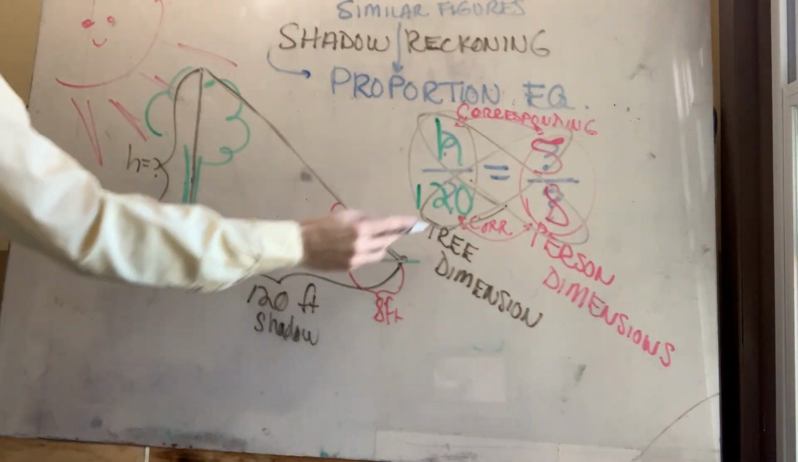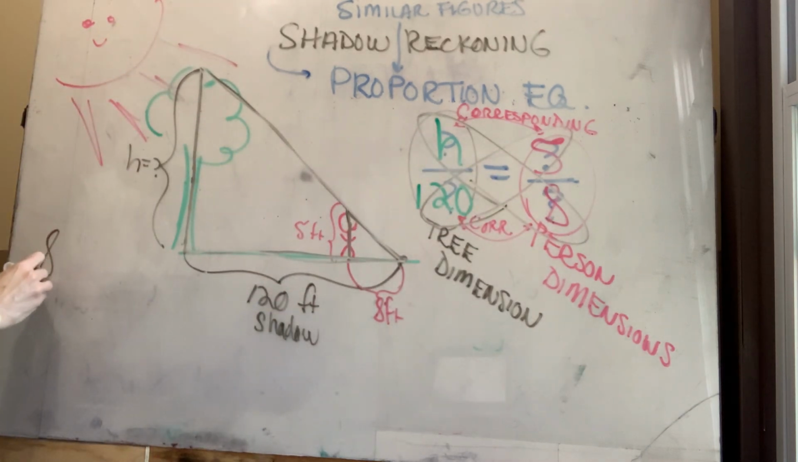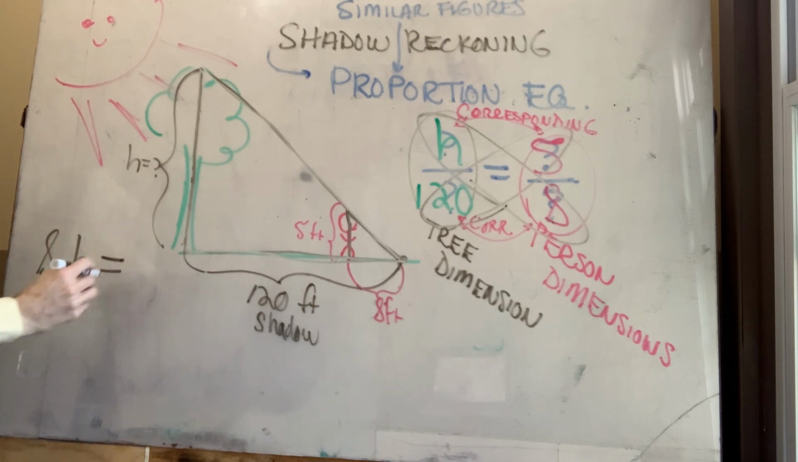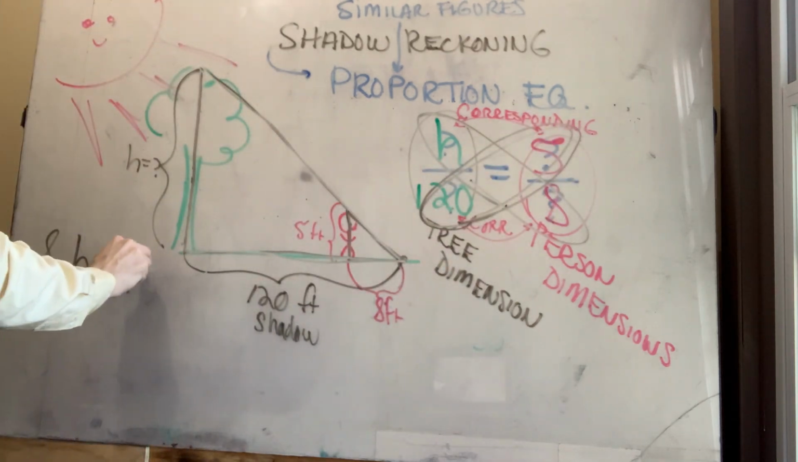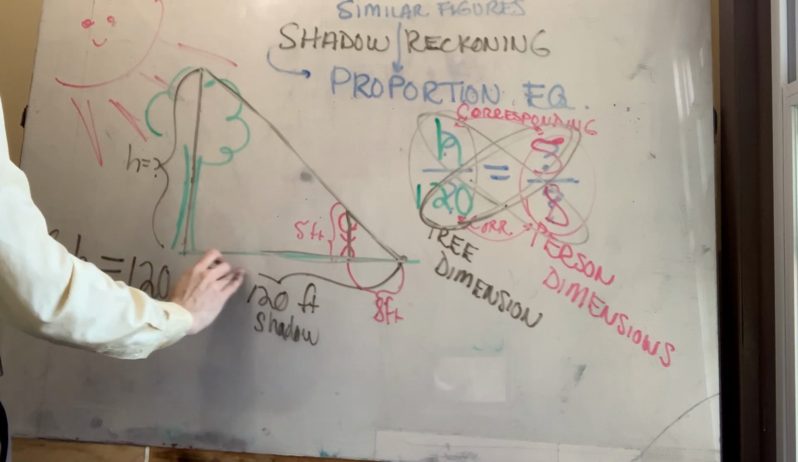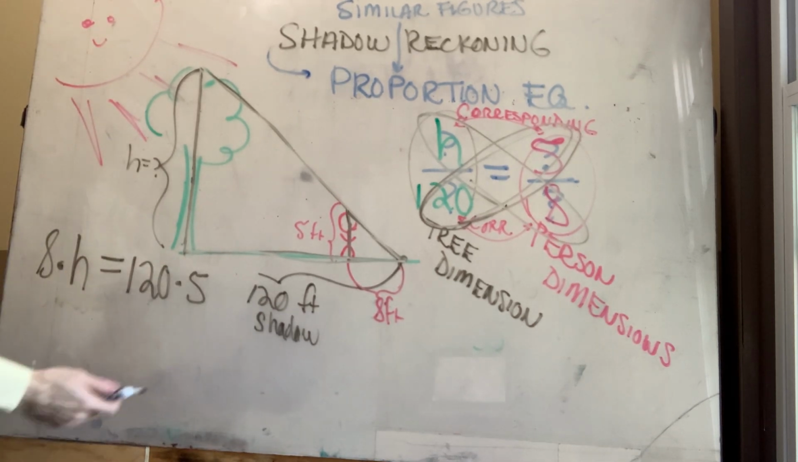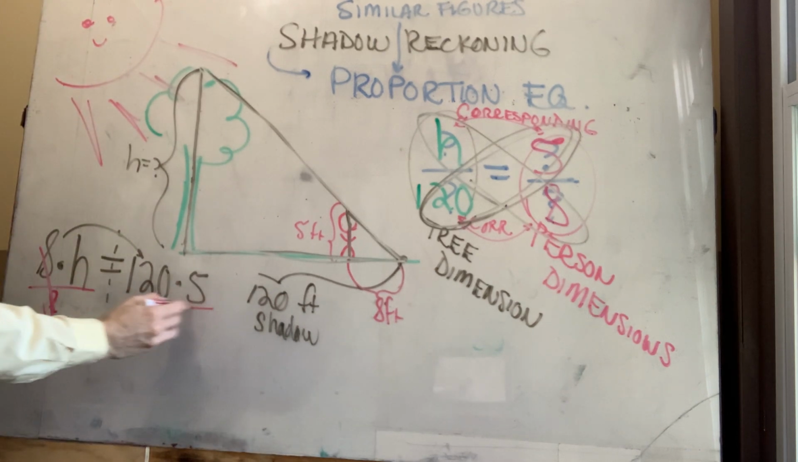So, what is the abbreviation for 8 times h? The good etiquette of math would have us put the number in front, the coefficient. That is one side. What is the outcome of 120 times 5? That is the opposite side. And then in order to solve for h, we have to move 8 from one side to the other. So you would divide by 8 here, and divide by 8 here.